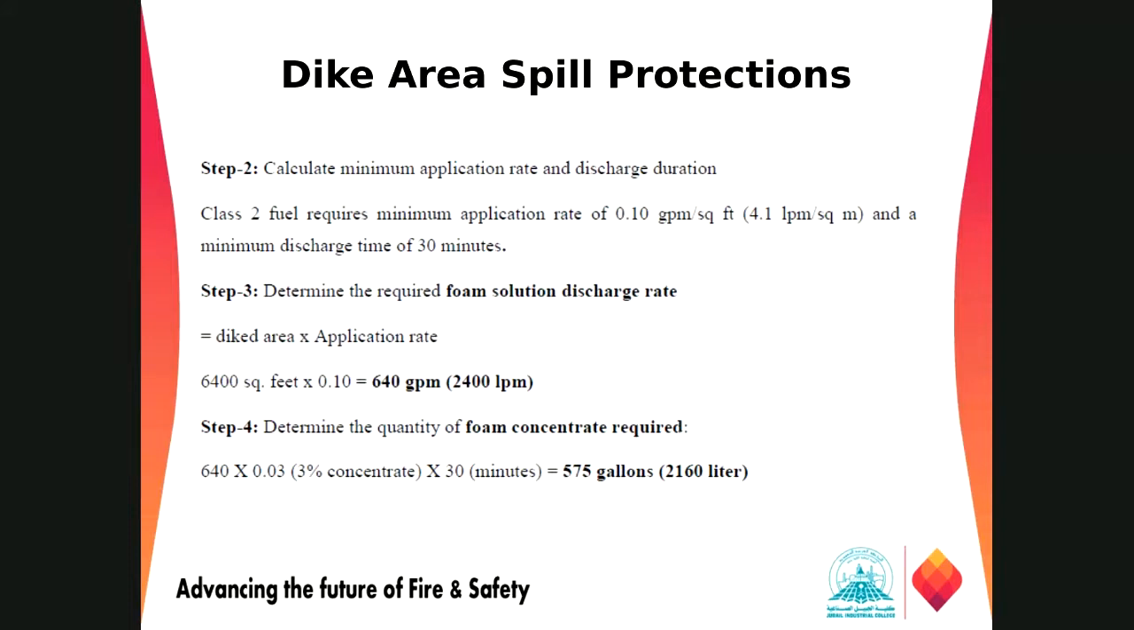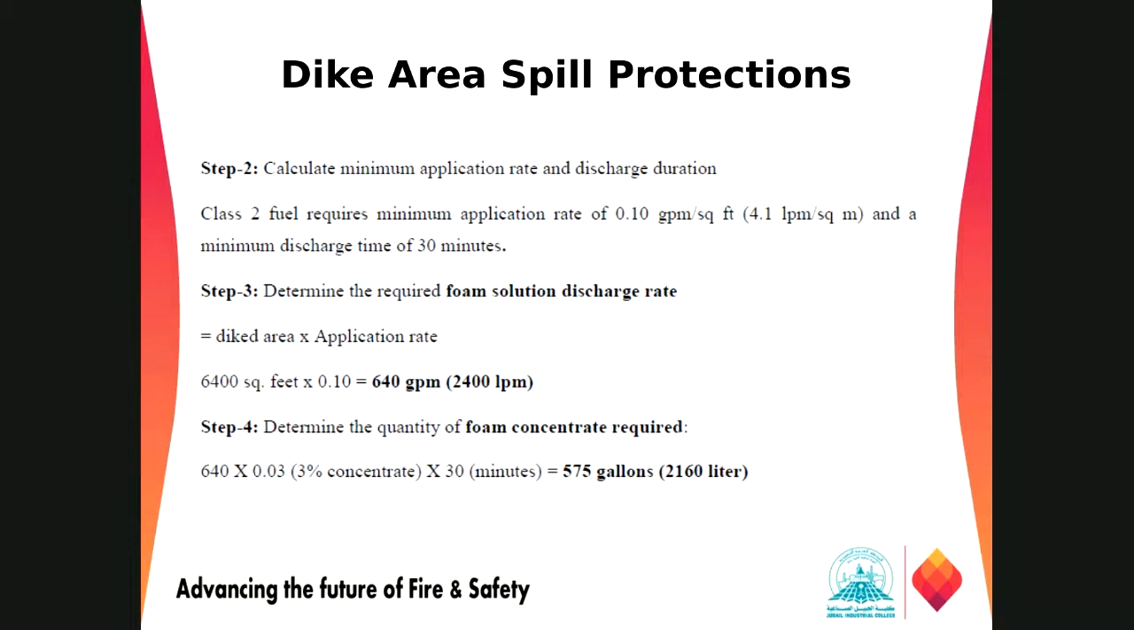Now moving on to calculate the minimum rate and discharge duration for this application. As we discussed, class 2 fuels require a minimum rate of 0.10 GPM per square foot over a discharge time of 30 minutes. So based on the dike area and the density application rate, we simply multiply 6,400 square feet by 0.10. We get 640 GPM, so we need 640 gallons per minute over those dike areas for fighting the fire.